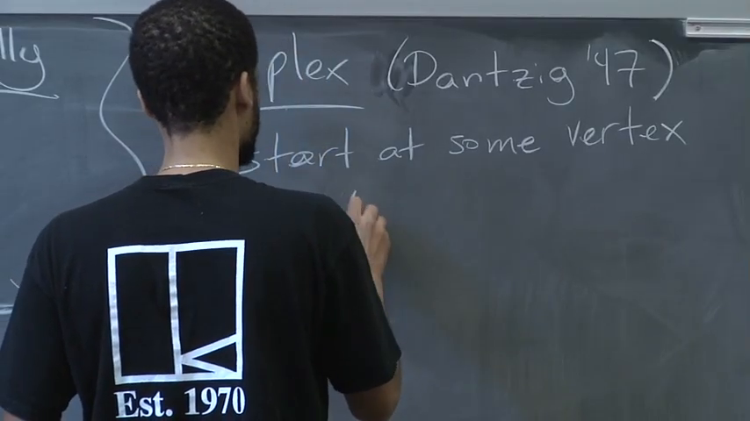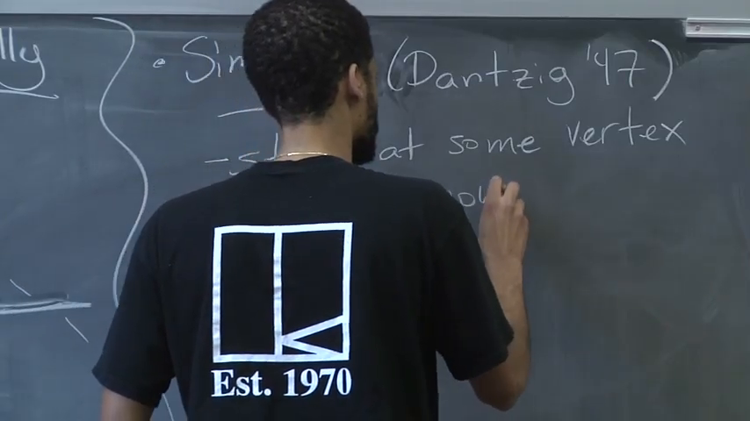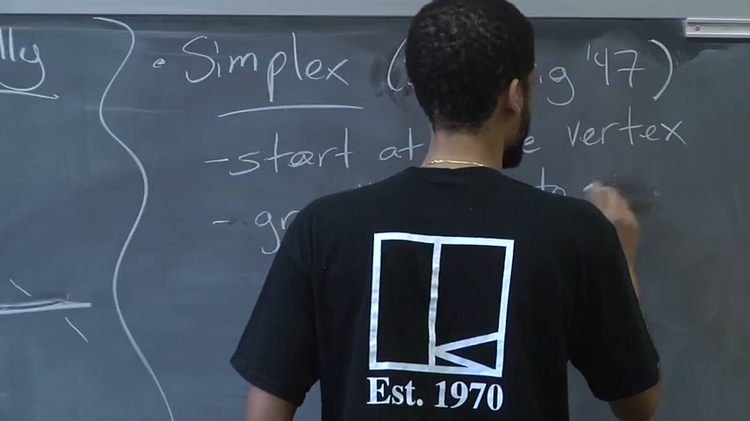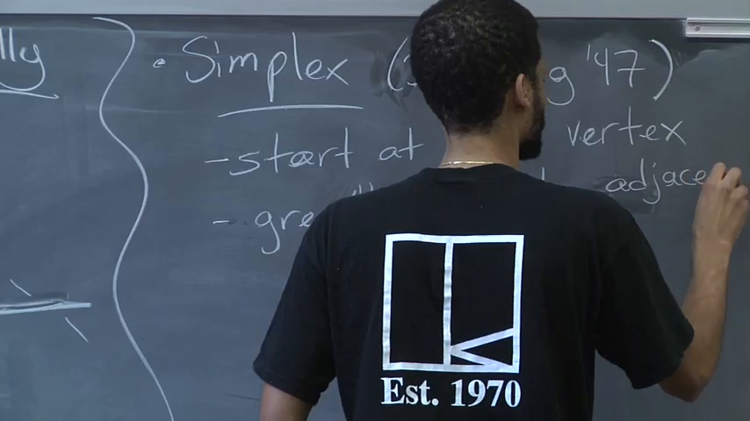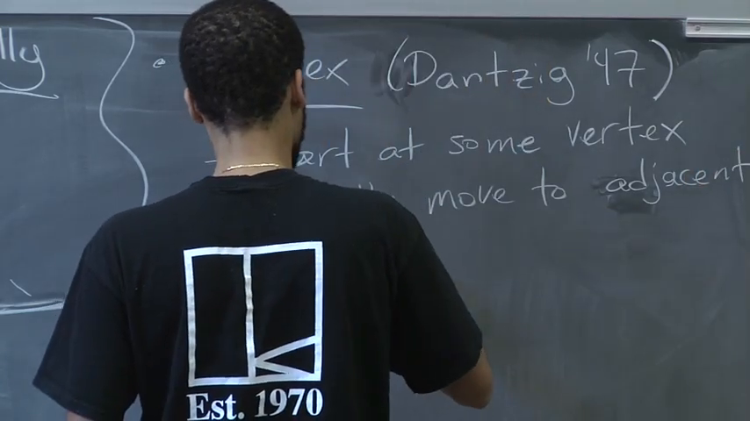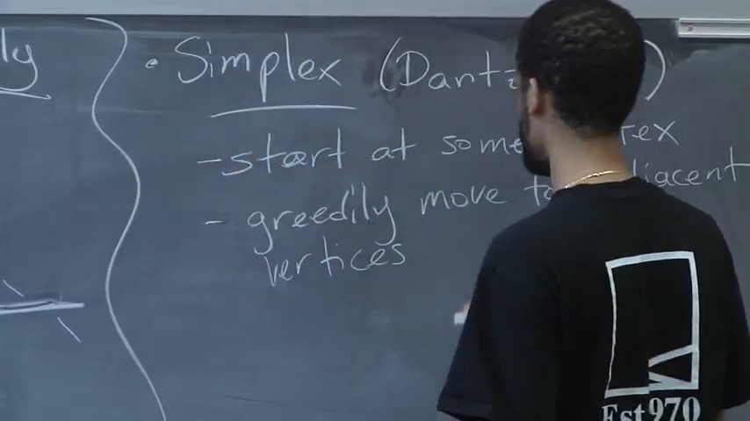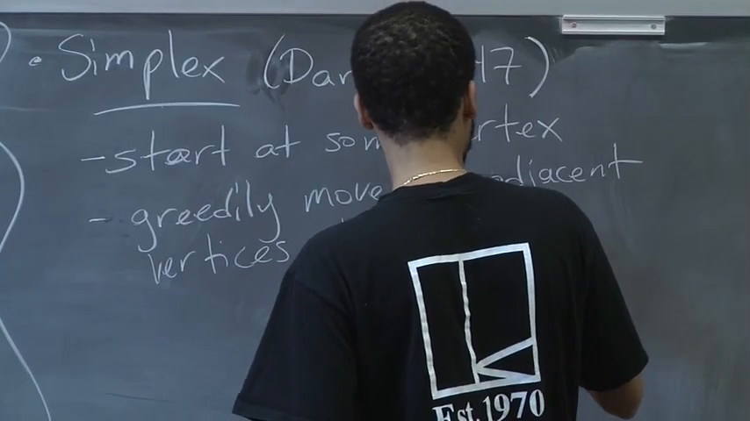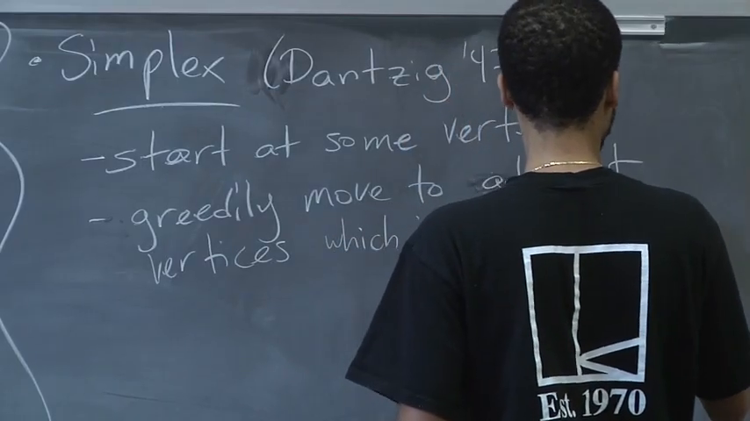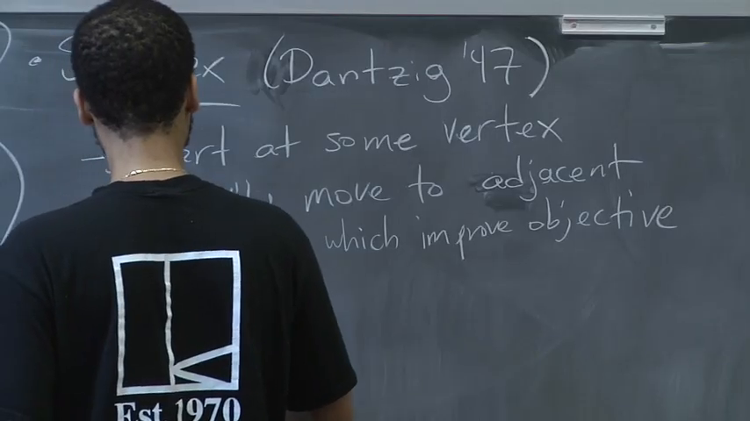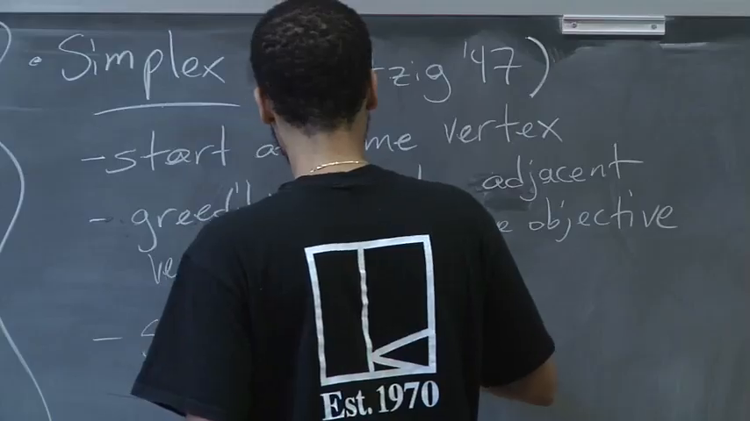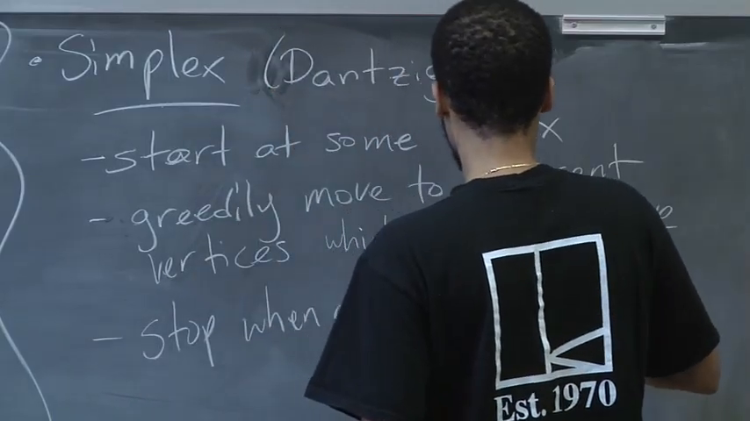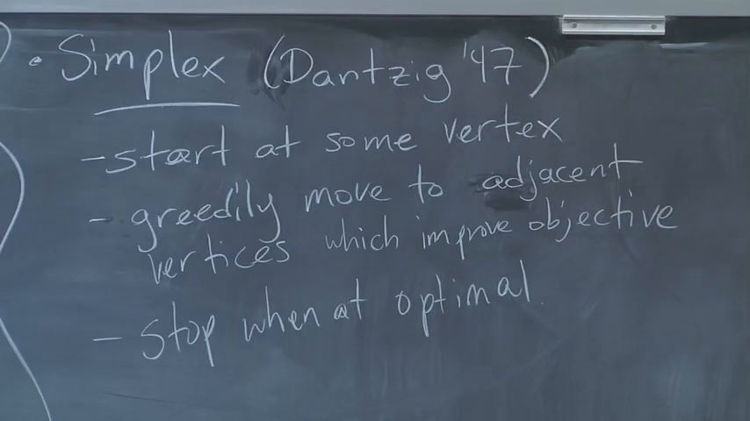Greedily move to adjacent vertices which do better, improve the objective. Stop when at the optimal vertex. And how do you know that you're at the optimal vertex? Well, as I say more about how simplex works, we'll see exactly what the stopping condition is.